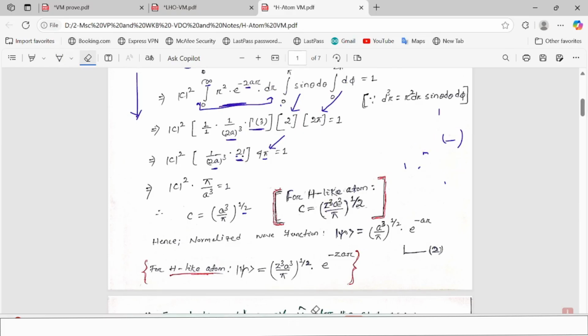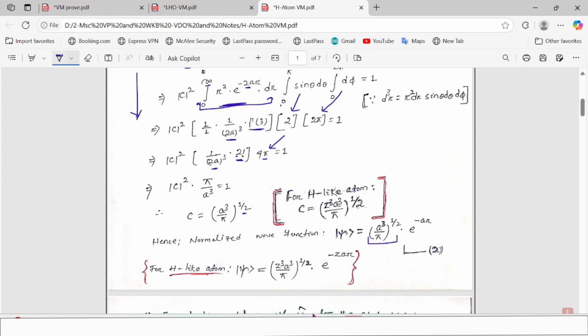Now the corresponding normalized wave function will be how much? Here we got the c value, so the corresponding wave function psi will be, instead of c, a cubed by pi to the power 1 by 2 e to the power minus ar. Likewise for a hydrogen-like atom, the corresponding normalized wave function will be Z cubed a cubed by pi to the power 1 by 2 into e to the power minus Zar. You just remember these things. This one I have written in brackets, just remember.